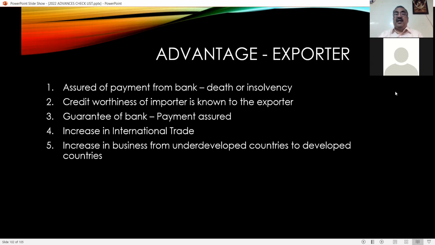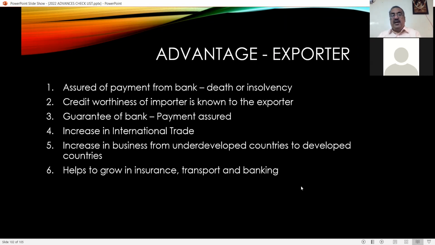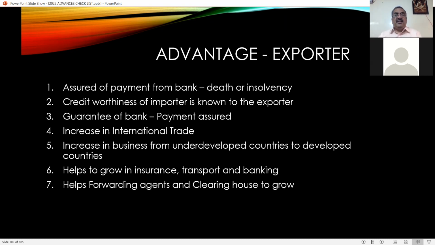And increase in business from underdeveloped countries to developing countries to developed countries. So this can be done between anyone, from developing country to developed country, from underdeveloped country to a developing country also. So there's an increase in business. The studying purpose I have given here, and it helps to grow insurance, transport, and banking. Forwarding agents and clearinghouse, because the goods have to be imported only through the clearinghouse, and there are agents to transact this, and their livelihood is also being guaranteed by way of receiving commission. So it helps them to grow also.